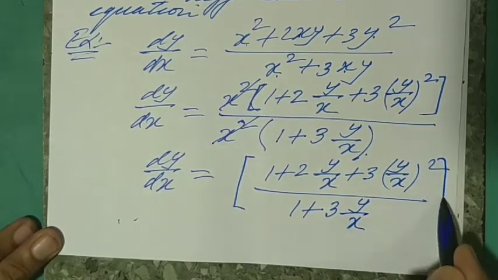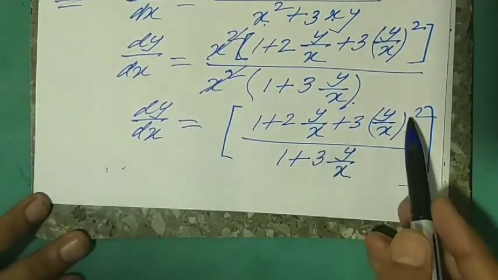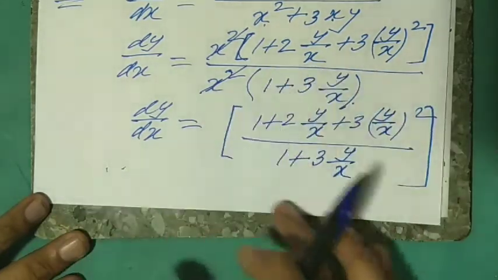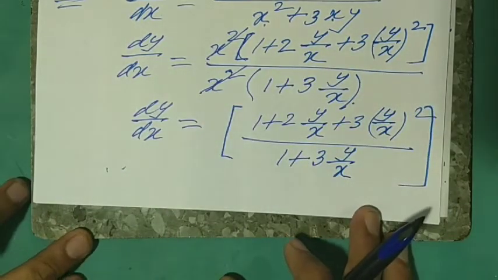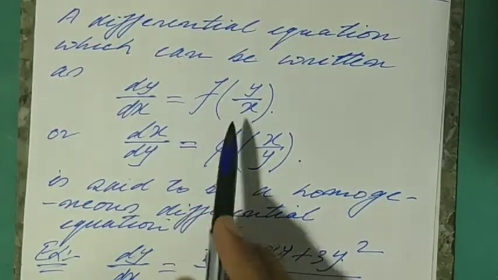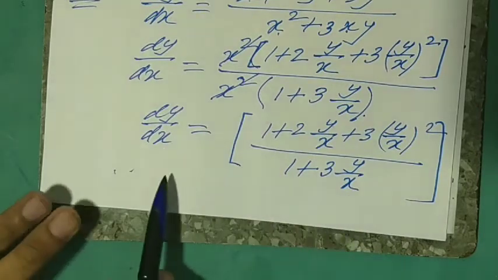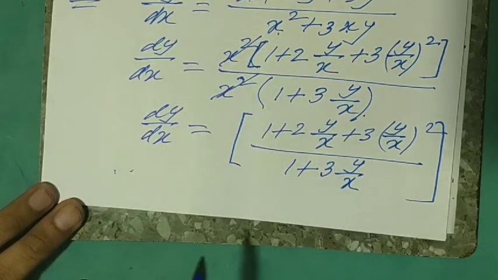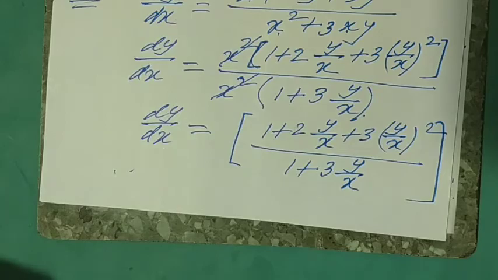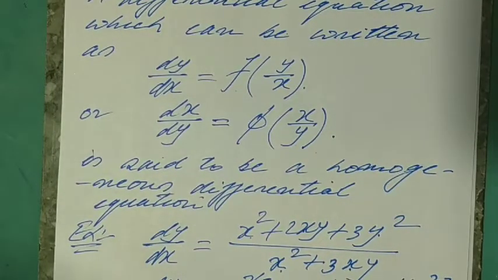So you see, everywhere we see y upon x, y upon x. So this whole expression is said to be a function of y upon x. So dy/dx is equal to f(y/x), means dy/dx is equal to a function of y upon x, which is written in this way. So this is also a definition of a homogeneous differential equation. Now I told you two definitions of a homogeneous differential equation. You may take either of these two definitions, whichever seems easier to you.